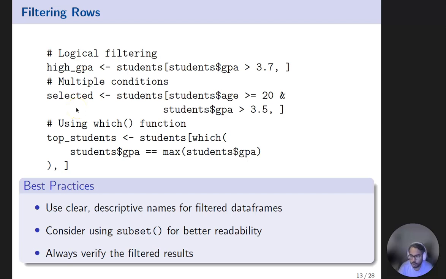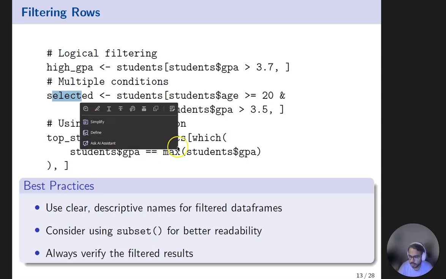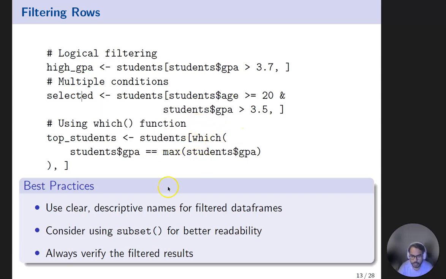For more complex filtering, the which function is helpful, as shown in the third example over here, where we find students with the highest GPA. Again, the best practices include using clear, descriptive names for filtered data frames. So avoid using a name like selected, which later on would be very confusing. Consider using the subset function, which is often a neater way of doing this, and always verify your filtered results.